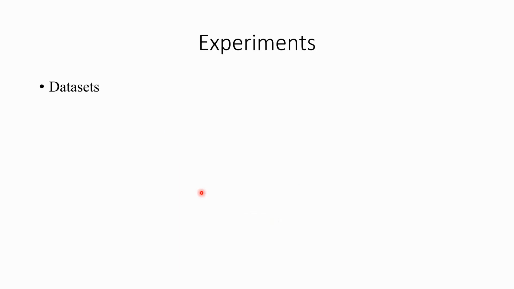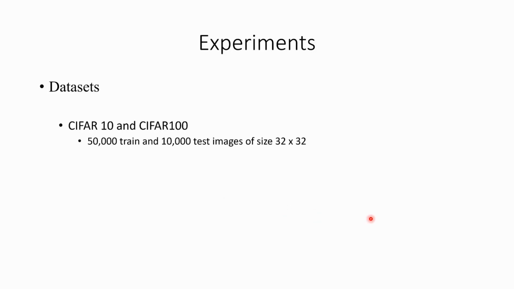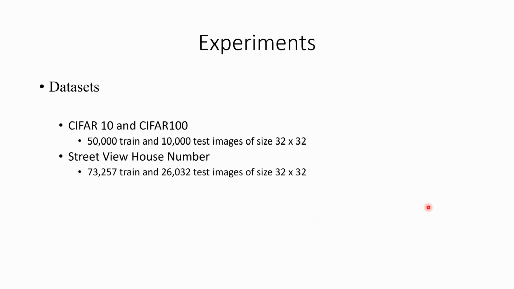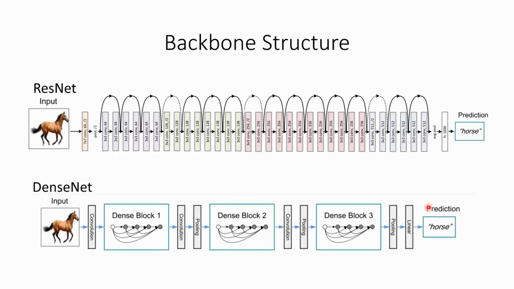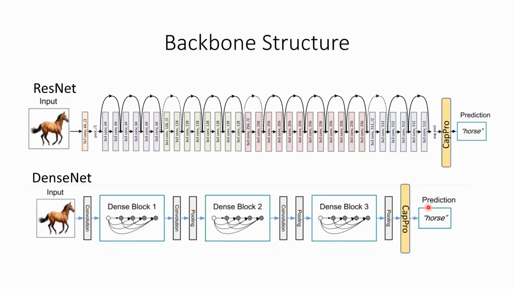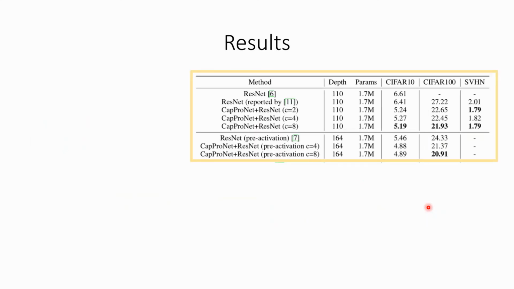We evaluated the performance of this model on different datasets, on CIFAR10 and CIFAR100, on the Street View House Numbers dataset, and also on the ImageNet dataset. As our backbone structure, we use ResNet model and DenseNet model. And what we did is that we take the backbone structure and replace the last layer of that with a CapPro layer. This is the result we have based on the ResNet backbone and with different capsule subspace dimensionality, for different Cs. As you can see, both for original ResNet and ResNet with pre-activation structure, regardless of the capsule size, we got better performance than the baseline.